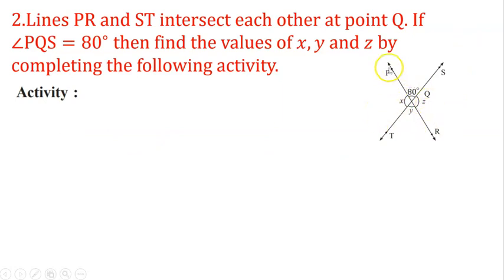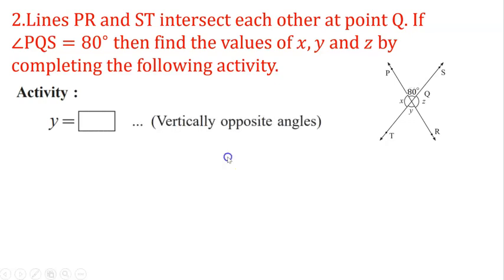Measure of angle PQS is 80 degrees. Measure of angle PQT is X. Measure of angle TQR is Y. Measure of angle SQR is Z. Now see this here activity. Y is equal to what? Measure of angle Y, vertically opposite angle.